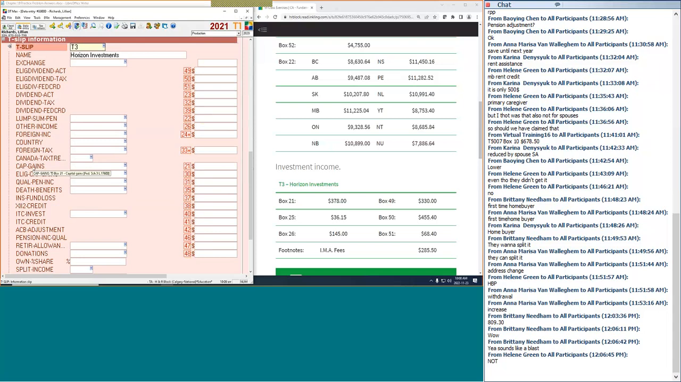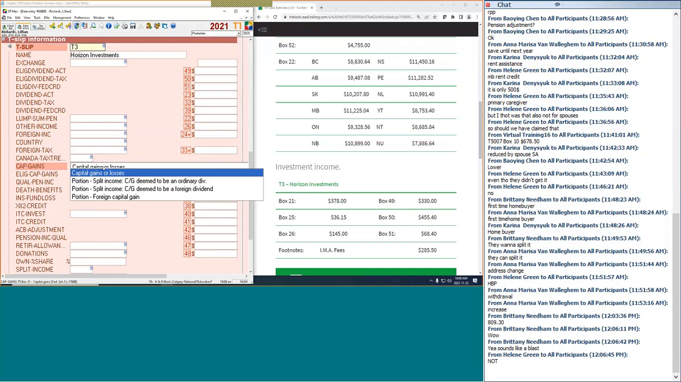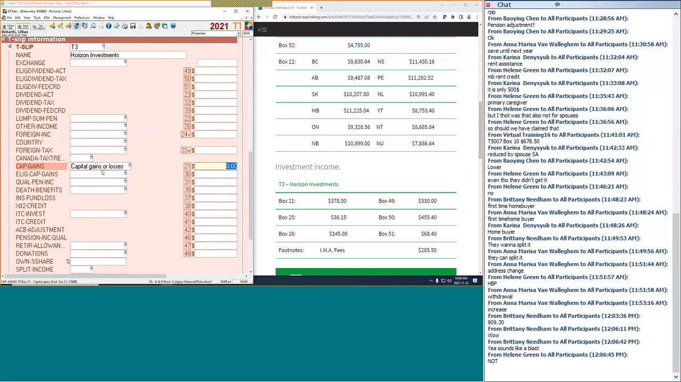I'm going to go, oh, that's capital gains. Capital gains has a drop-down box. The only one you're going to use is capital gains. So we're not going to deal with split income, foreign capital gain portions. If you have a client who has those scenarios, you need a specialist. For you, regular T3, and believe me, you will see these. These are very common. Just pick capital gains, and we're going to put 378.